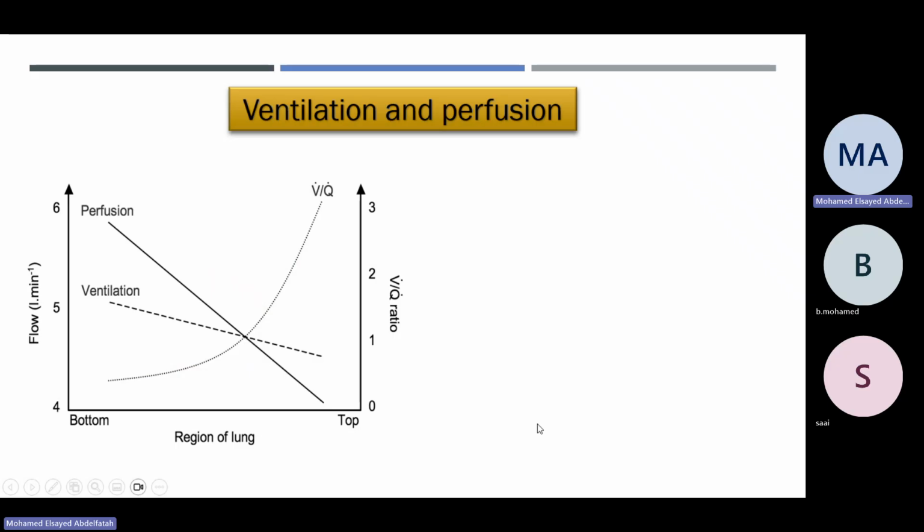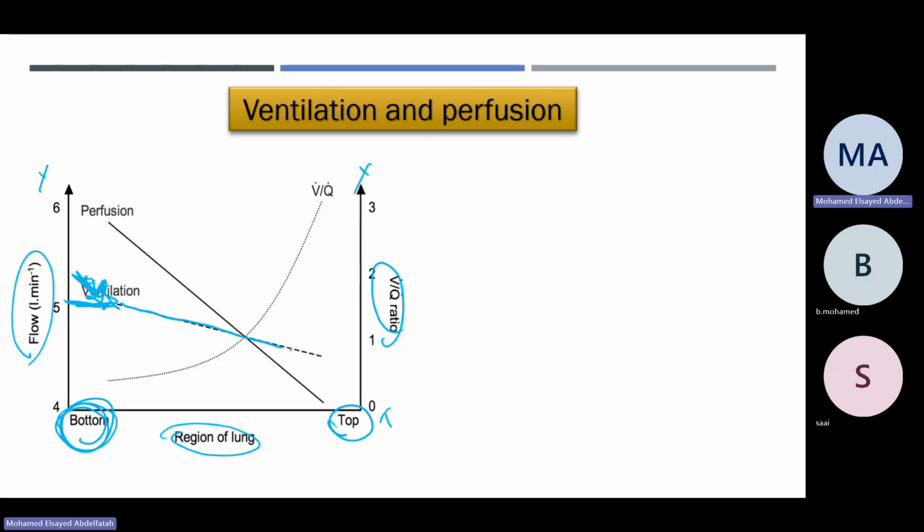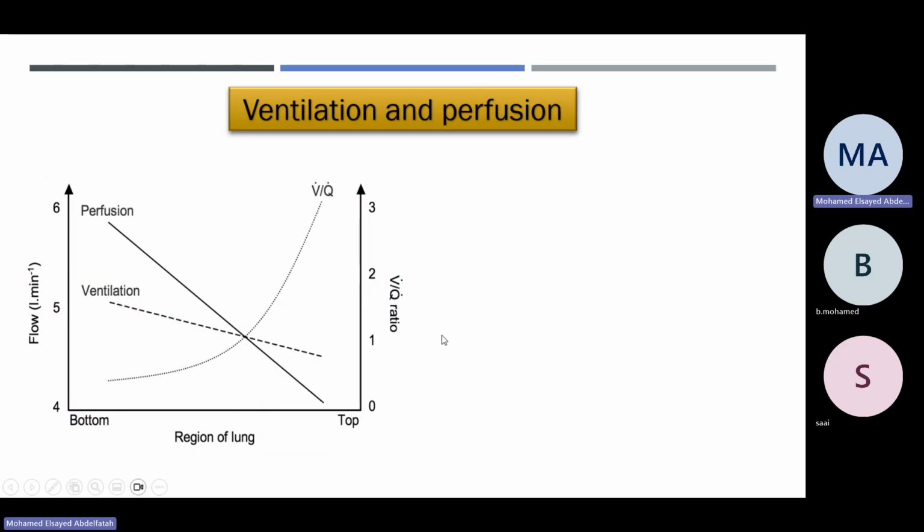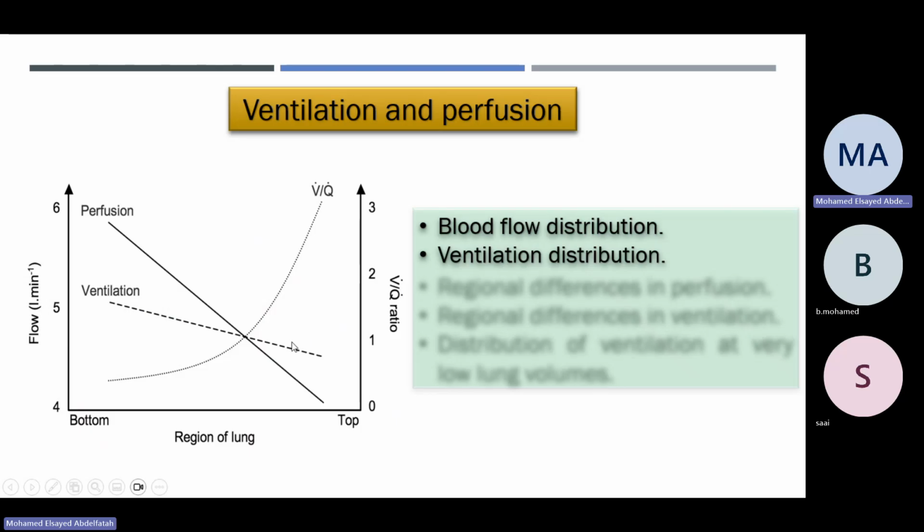If we look at this curve, Dr. Sai and Batul, the y-axis shows flow and the VQ ratio, or ventilation perfusion ratio. The x-axis shows the region of the lung, either the bottom or the top. If we look at the ventilation, at the base of the lung it is high and decreases gradually towards the apex of the lung. Okay? Now let's talk about the distribution of perfusion.